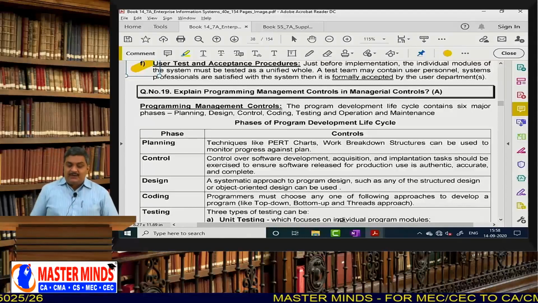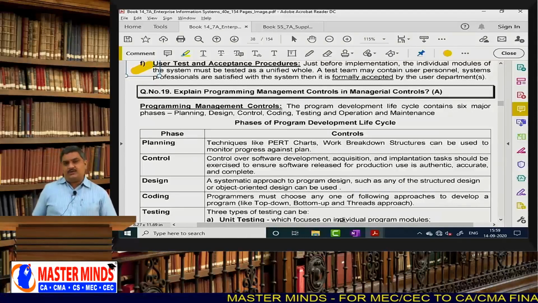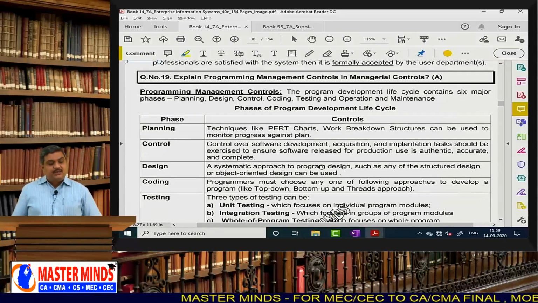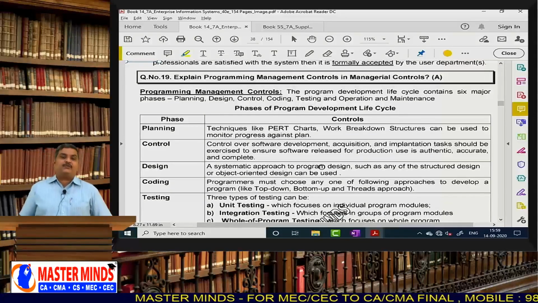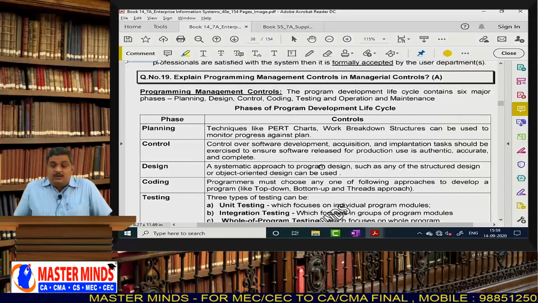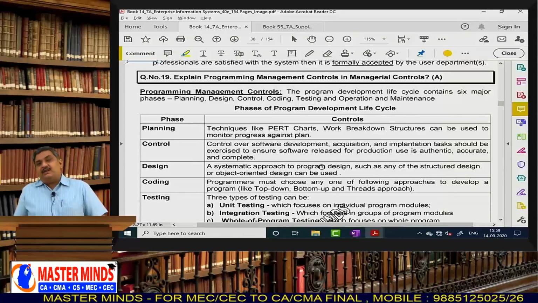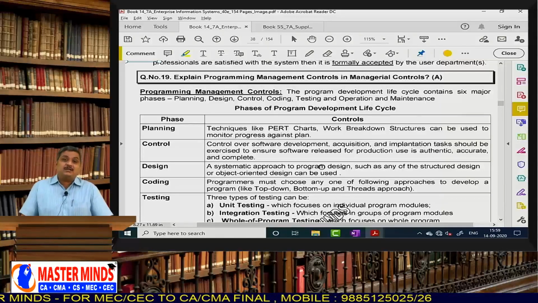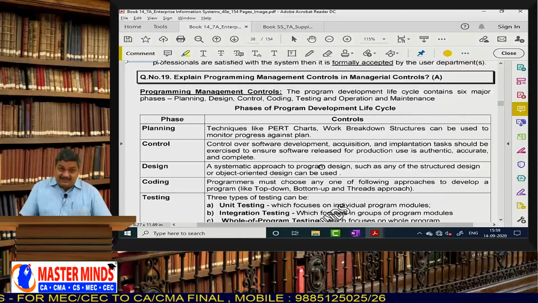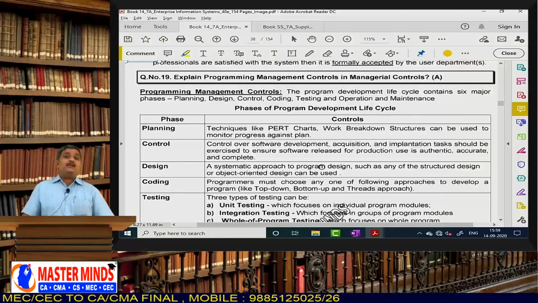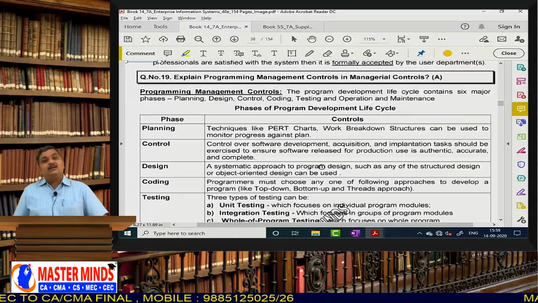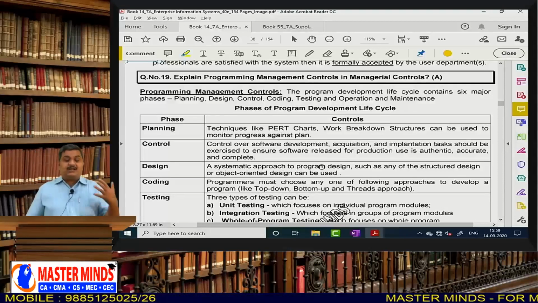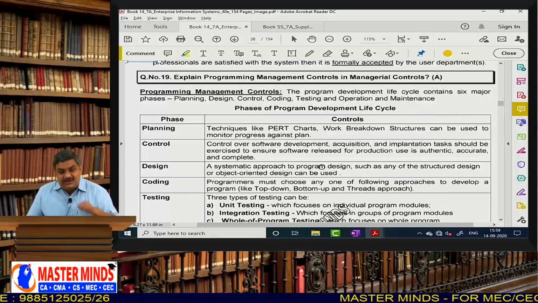Next, explain programming management controls in managerial control. See, what did I tell you? Information system means mainly programming only. Information system is software. So programming the software is very, very important. You need to select the right kind of programming language. There are many programming languages like Java and recent programming languages like Python, Scala. First of all, we need to select the right kind of programming language.